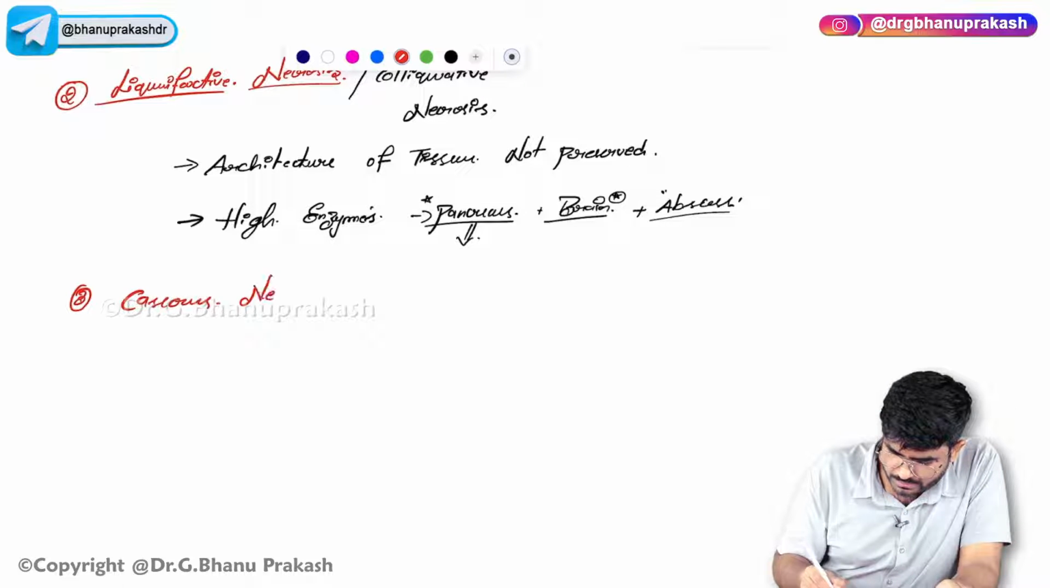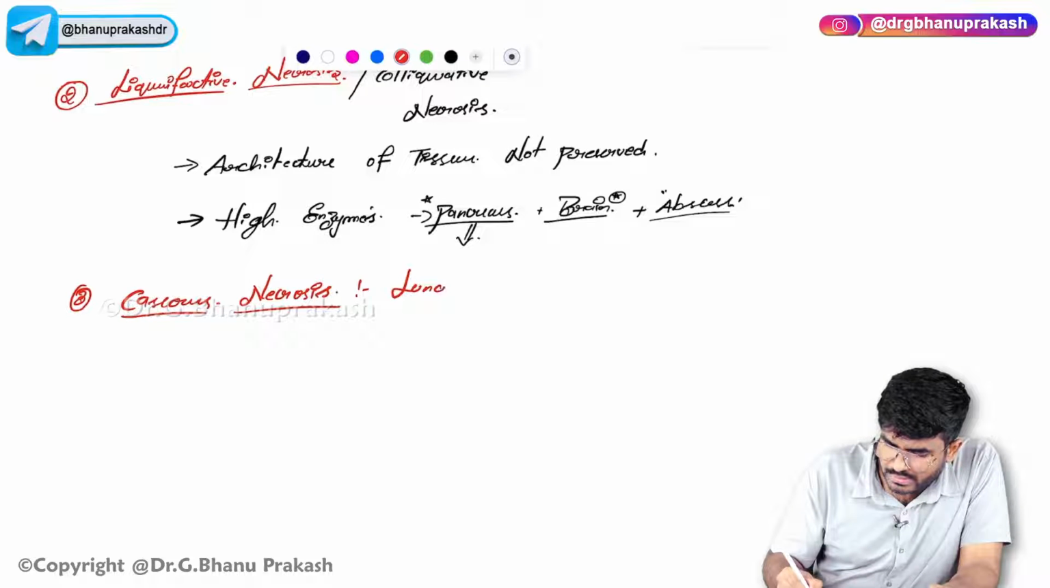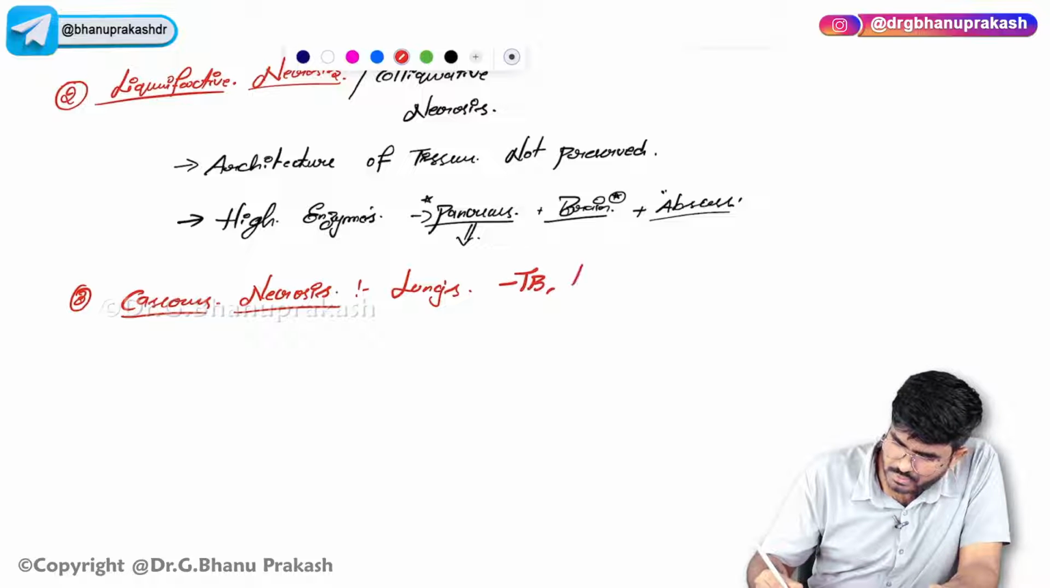Caseous necrosis. So, what exactly is this caseous necrosis? It is usually seen in the lungs in certain infections like TB, in TB infections, histoplasmosis.